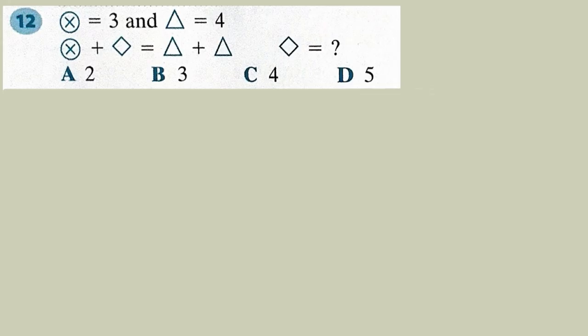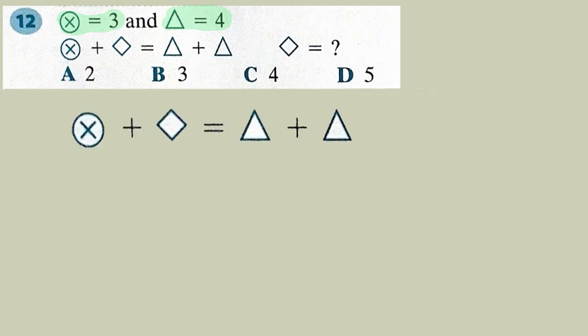First, you're told that the circle with the cross is worth 3, and also that the triangle is worth 4. And now you're also given this equation here in terms of these objects, and this is what it looks like. You want to find out what that diamond is, so I'm just going to color it red. But you do know what the circle with a cross is, it's 3, and you know what the triangle is.